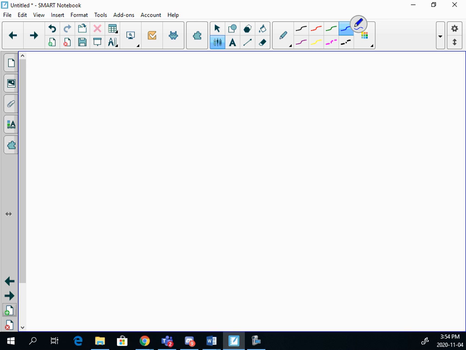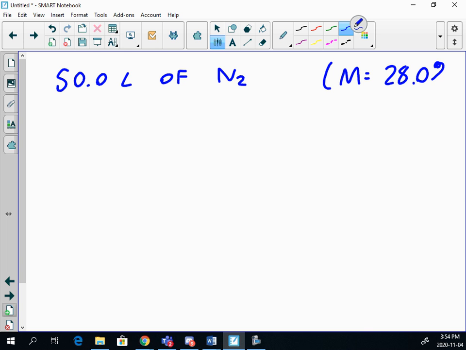This one tells us that we've got 50.0 liters of nitrogen gas. So that's 50.0 liters of N2 nitrogen gas. And if we look up the molar mass of N2, well, it's the combined mass of two nitrogen atoms, so it's 28 grams per mole. All right. We need to eventually find the number of moles. We need to eventually find the mass. We need to eventually find the number of particles. Let's start by going to the number of moles.